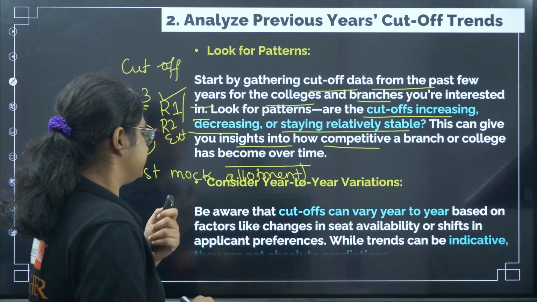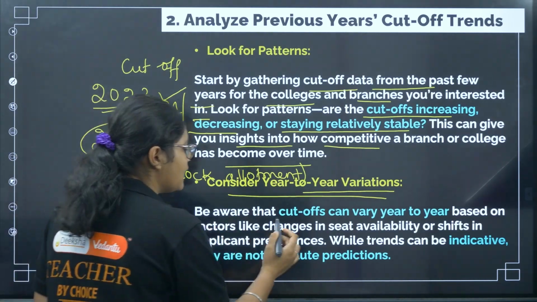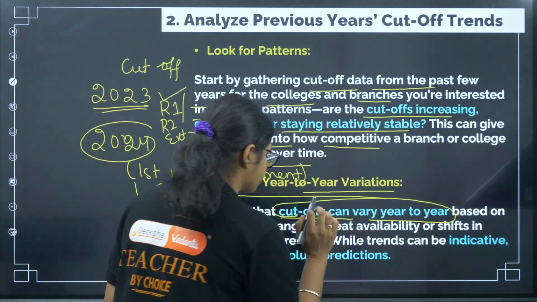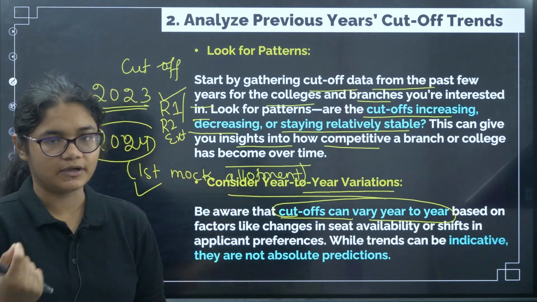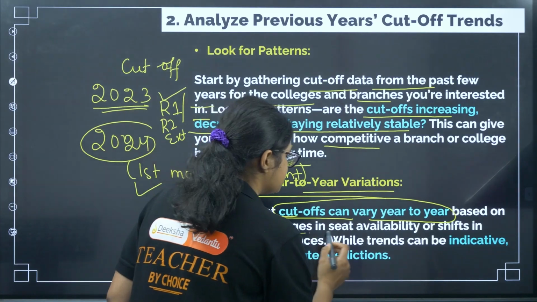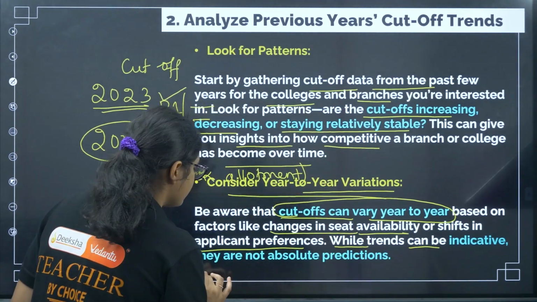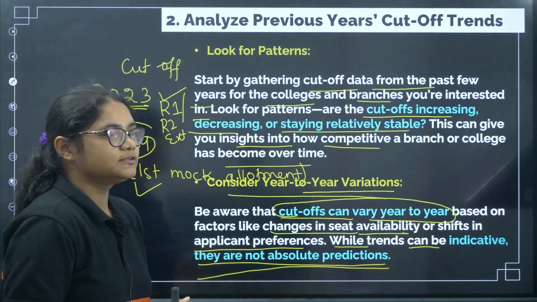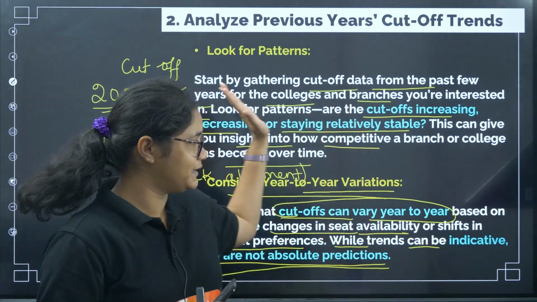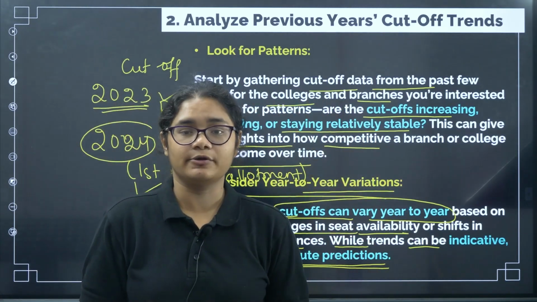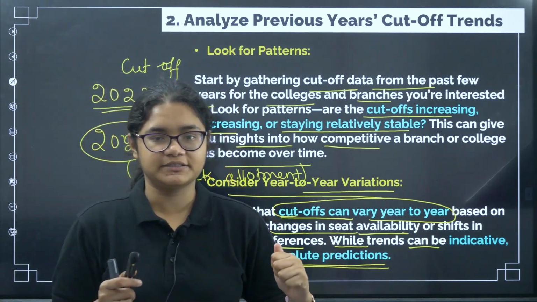Now consider year to year variance. Be aware the cutoff can vary every year. It is not that the cutoff is fixed at the same number every year; it varies from year to year based on factors like seat availability or shifts in applicant preference. While trends can be indicative, they are not absolute predictions. So you cannot say that if the cutoff has been decreasing for 2-3 years, it will decrease this year also. There is no confirmation that this will happen.